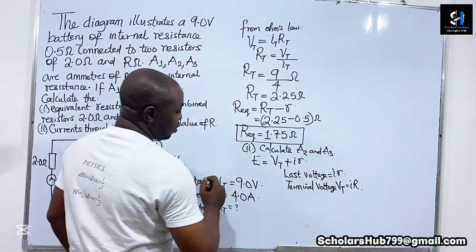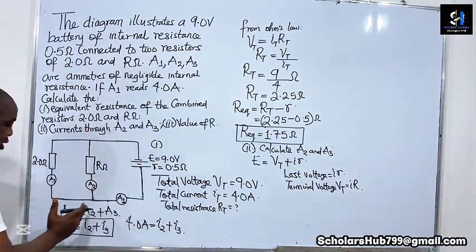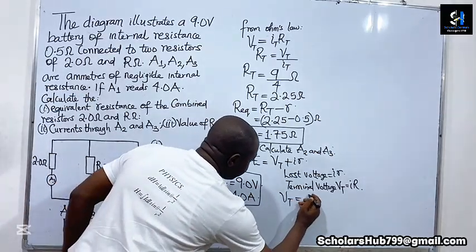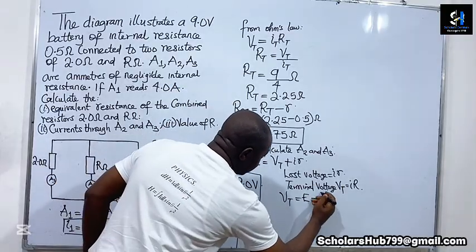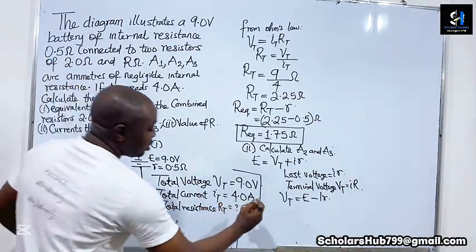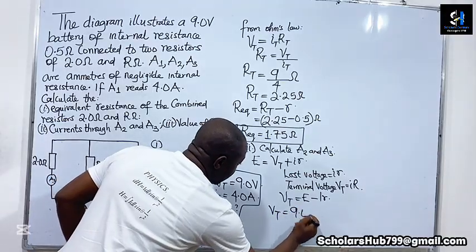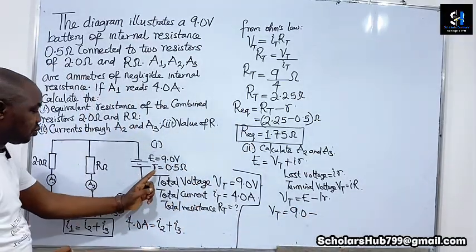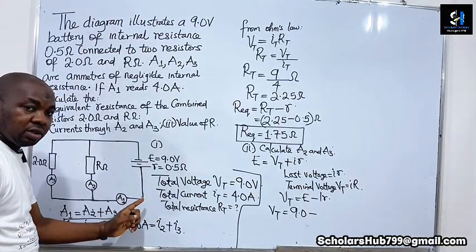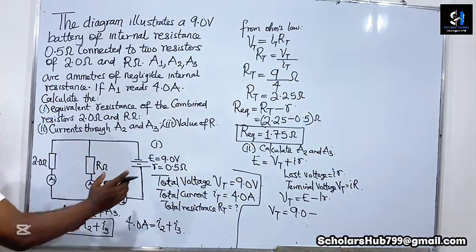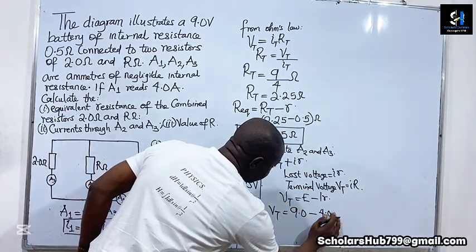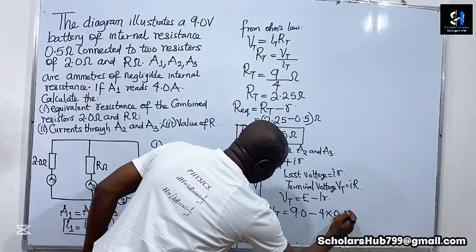So in this case, we need to calculate the terminal potential difference. The terminal potential difference will be the EMF, that's E, minus the lost voltage. Now, the terminal potential difference will be equal to 9.0, which is the EMF. Now, the internal resistance, the current flowing through the cell, that's the current flowing through the circuit. The current in this case will be 4.0 multiplied by 0.5.